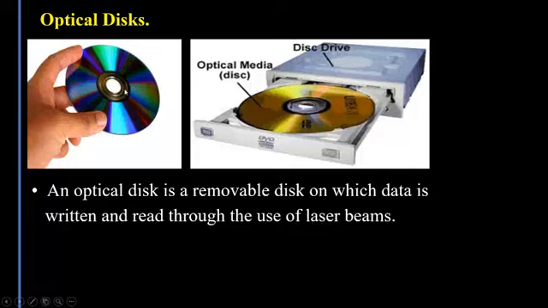So to read content on this disk, the computer uses principles of light, or they call it laser beams. These are strong lights that are illuminated on the surface of that disk. So writing, that's why they call it to burn.